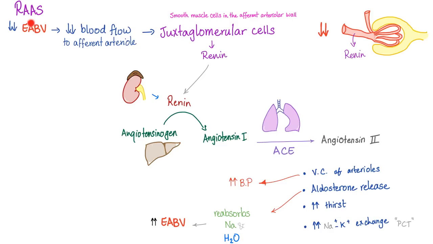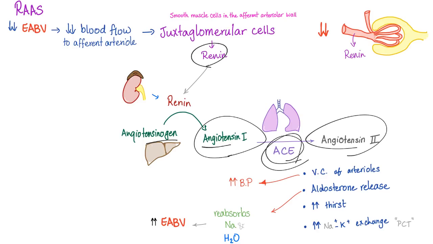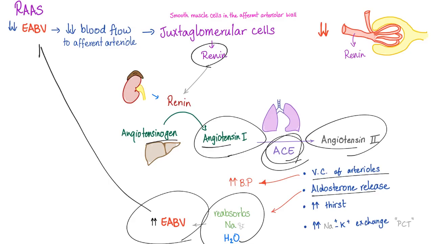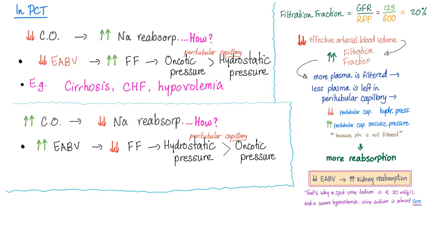The renin-angiotensin-aldosterone system, when you have decreased effective arterial blood volume, you have decreased blood flow to the afferent artery, the juxtaglomerular cells are gonna kick in and start working like crazy, secreting renin, converting angiotensinogen to angiotensin-1. The kidneys, the lungs, ACE, is gonna convert angiotensin-1 to angiotensin-2. Vasoconstrictor, the arterial, aldosterone relays to reabsorb sodium and water to increase the effective arterial blood volume and back to normal. Amazing!